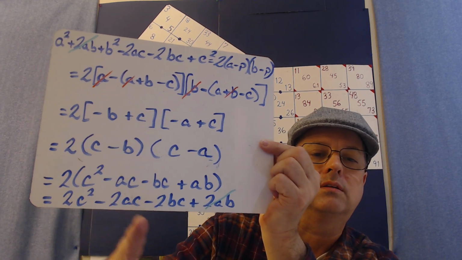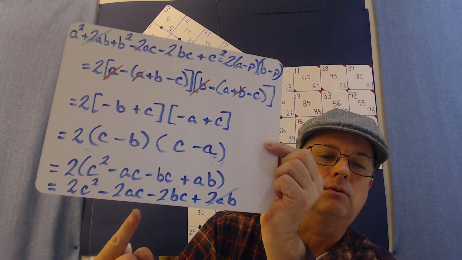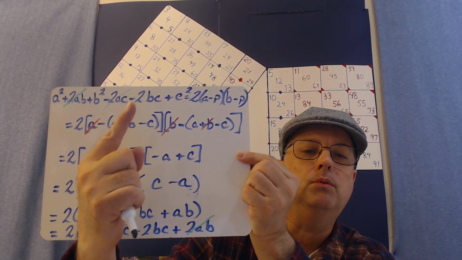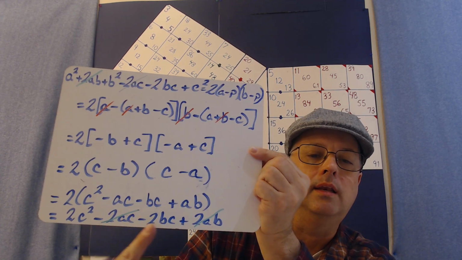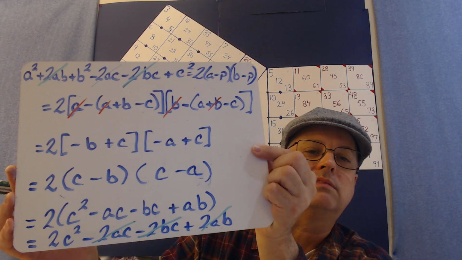Let's see what else we can cross out. Oh, here's a negative 2AC on the left side and a negative 2AC on the right side. And so those are equal. Equal things can go away. Oh, yeah, here's a negative 2BC on the left-hand side and a negative 2BC on the right-hand side. So equal things can cancel out. Hasta la vista, baby. Cancel them out.